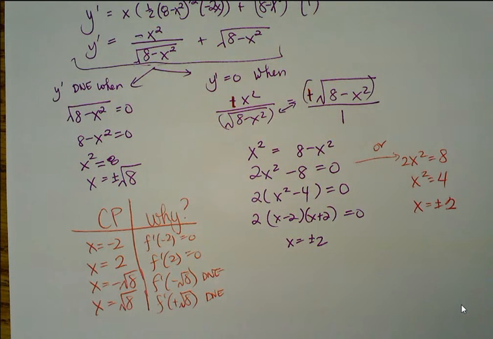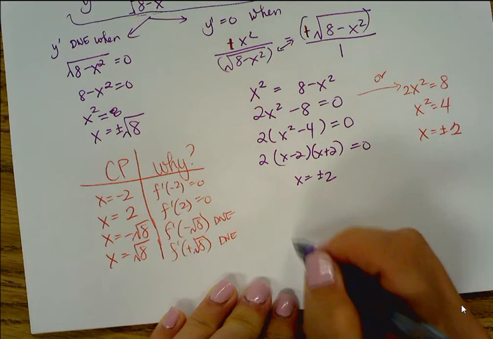But the goal is not just to find CPs. We're going to use our knowledge of CPs to invoke the first derivative test, right? Why do we want to use the first? Well, the problem told us to use the first derivative test. What does the first derivative test help us to find? The local maxes and mins. So let's make a sign chart, okay? So we plot our critical points.